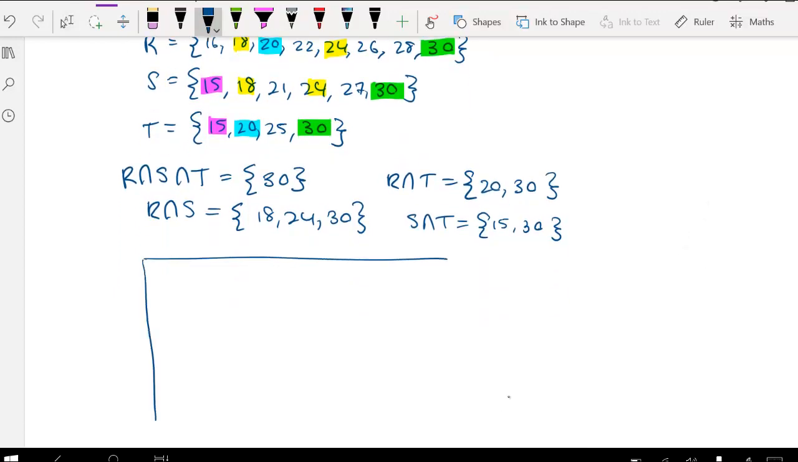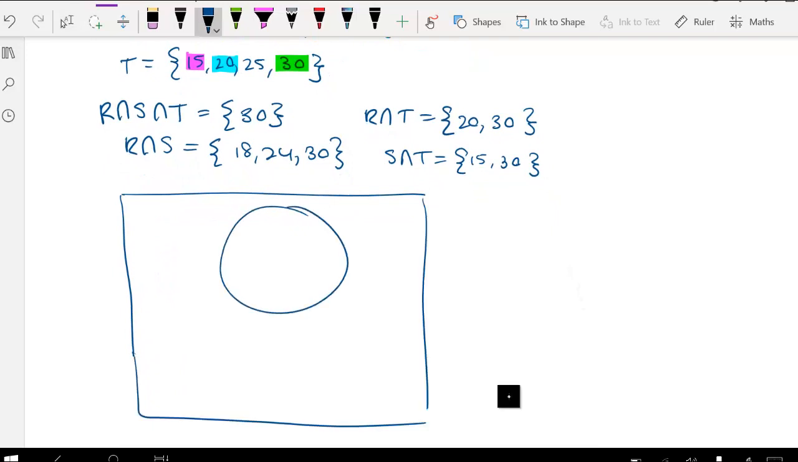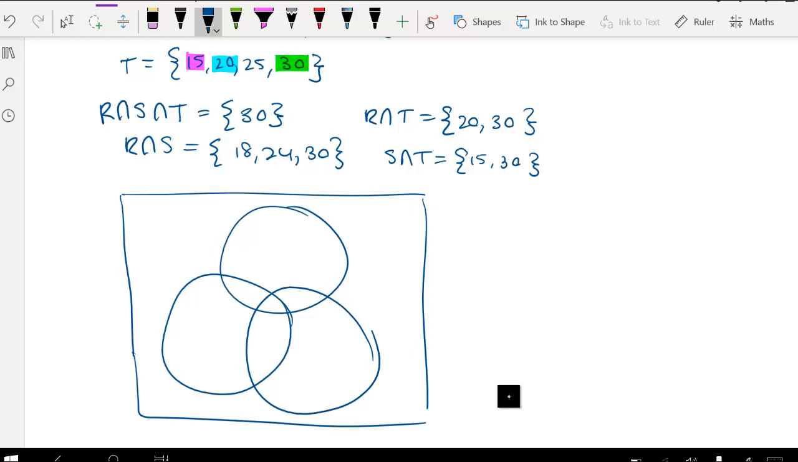So this one's a little bit harder to construct. We'll have 1, 2, and 3. Now the reason there's so many overlaps is because we've already determined that there's intersections between each of these things. So if we start by filling in the intersections, obviously 30 is the triple intersection. And let's define this. This is R, S, and T. So in R and S, we have 18 and 24 as well. So 18, 24, and 30 is the intersection between those two.